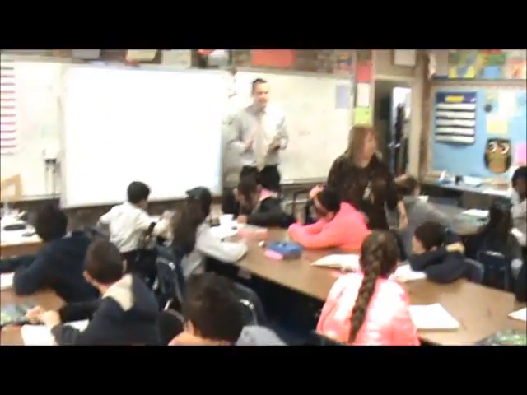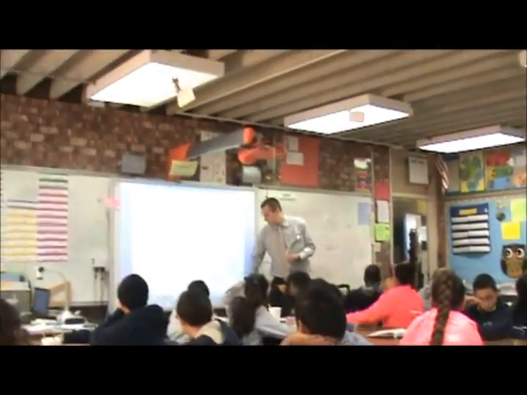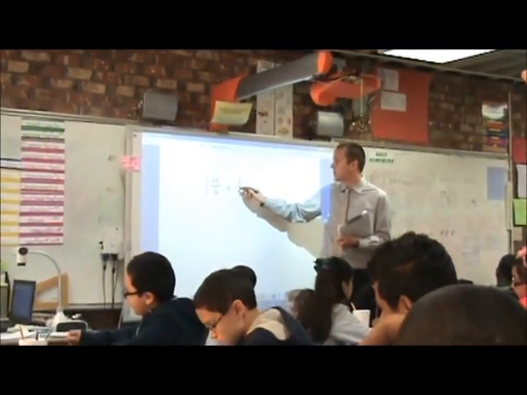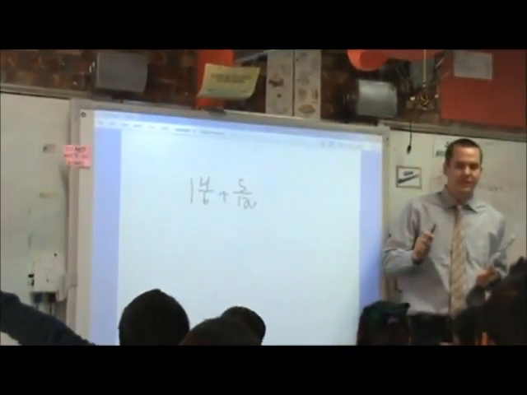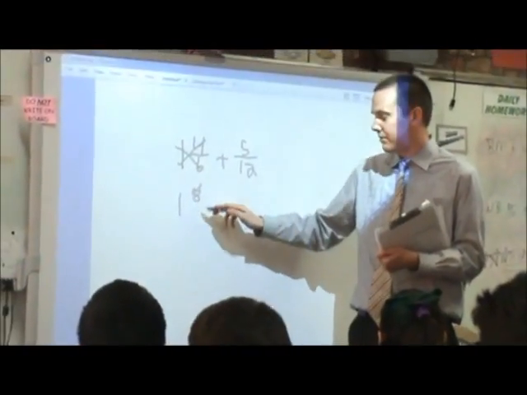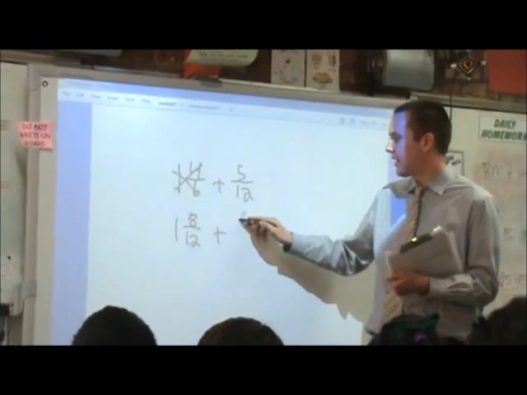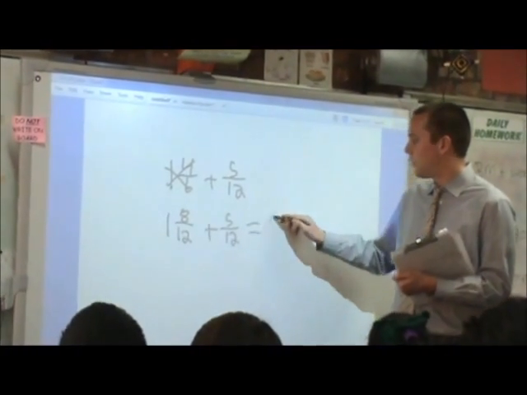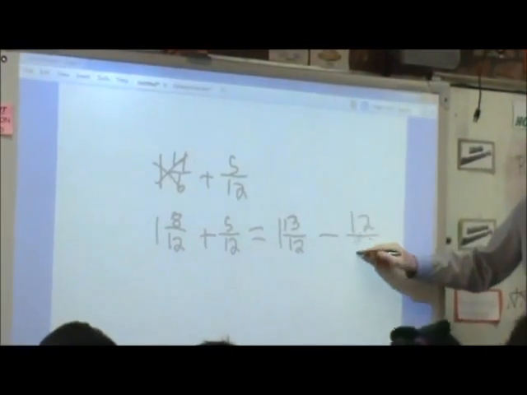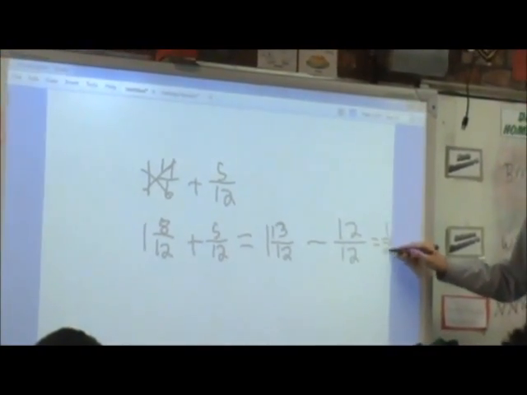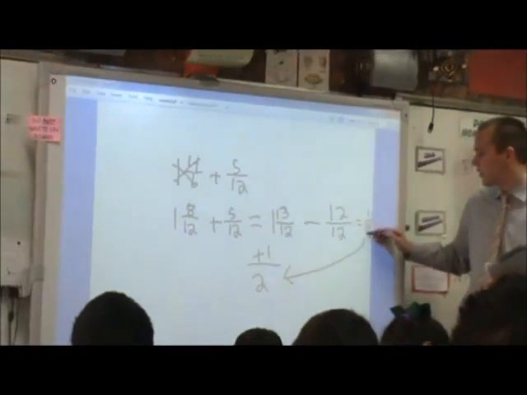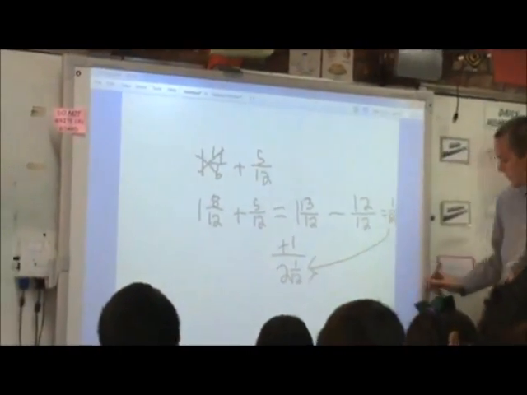Class? Yes, yes. I like how I see the pencils down, eyes on me. Who's got the answer? 1 and 4/6 plus 5/12. Alright, Eduardo. 2 and 1/12. 1 and 4/6 changes to 1 and 8/12 plus 5/12 gives me 1 and 13/12, which, when we do our little subtraction problem, minus 12/12 is 1/12, plus 1 whole should give us 2 and 1/12. All right, good job.